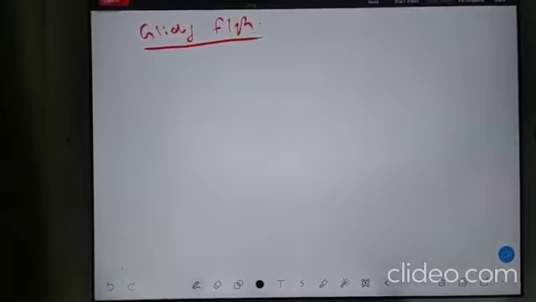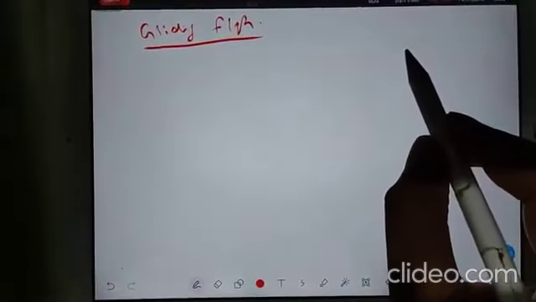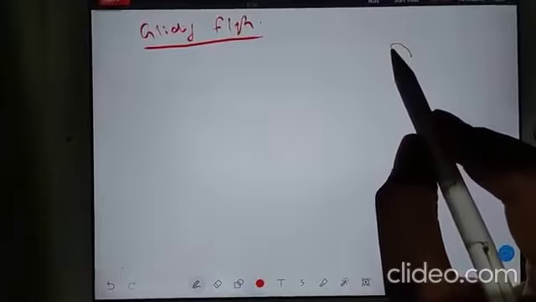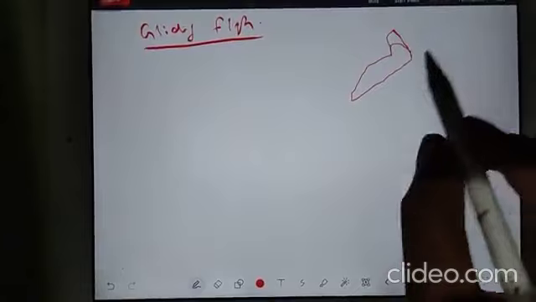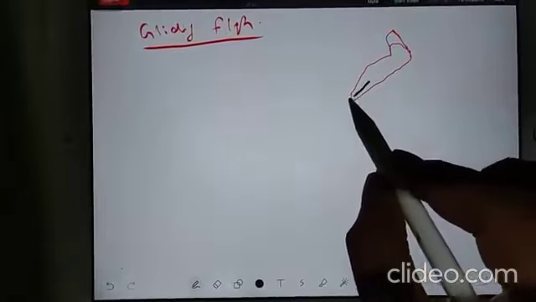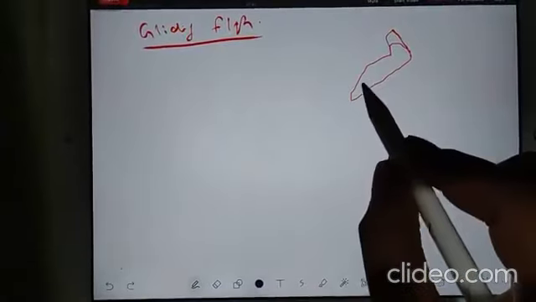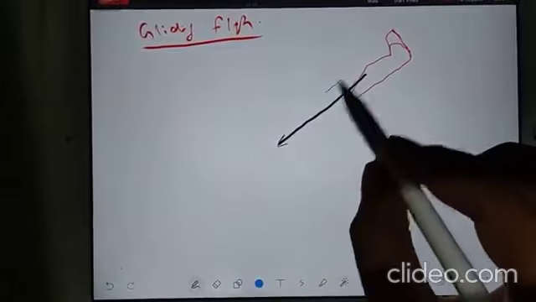So what kind of diagram should you draw? One thing you keep in mind: your nose will be down. Suppose this is the aircraft. The nose will be down, so the aircraft will go in this direction. It means the air will go in this direction.